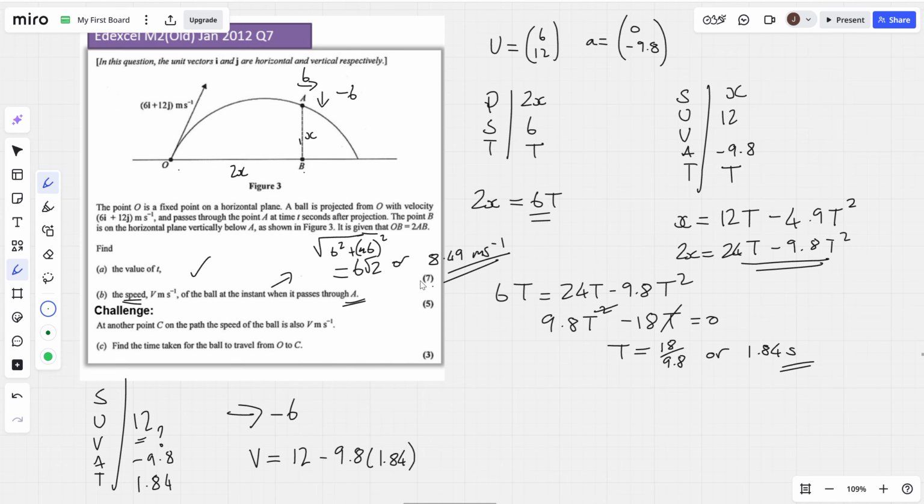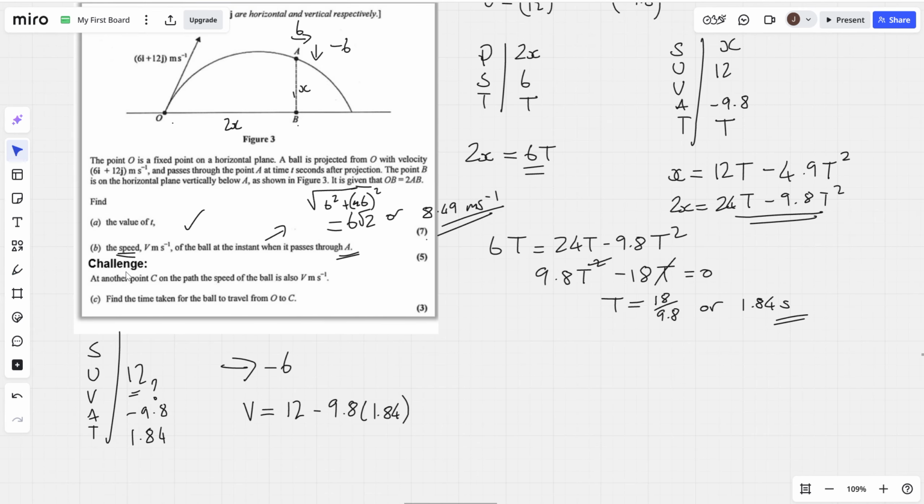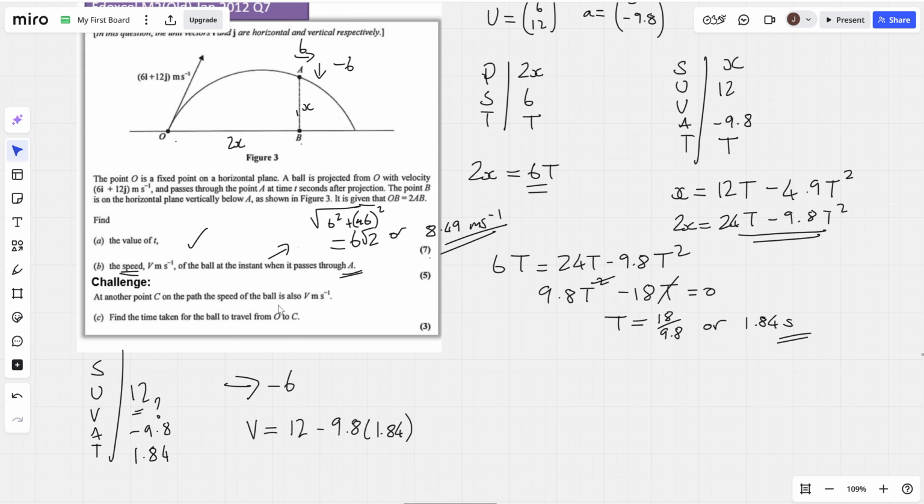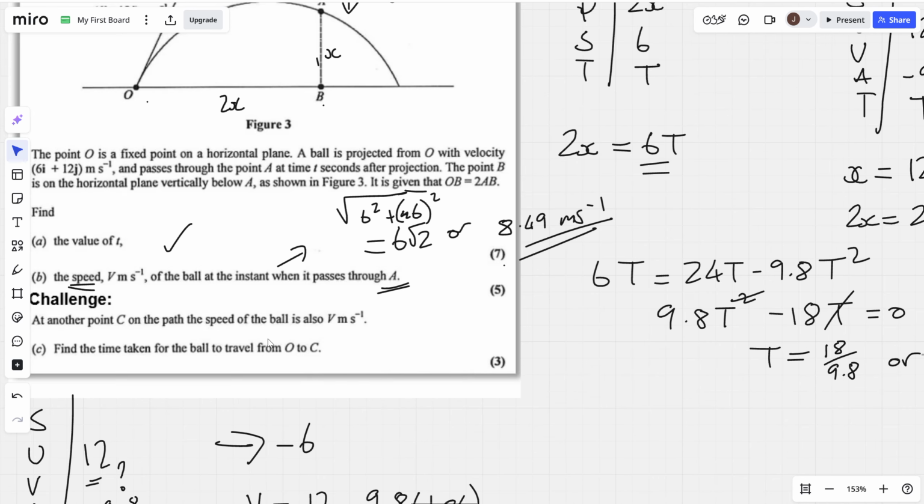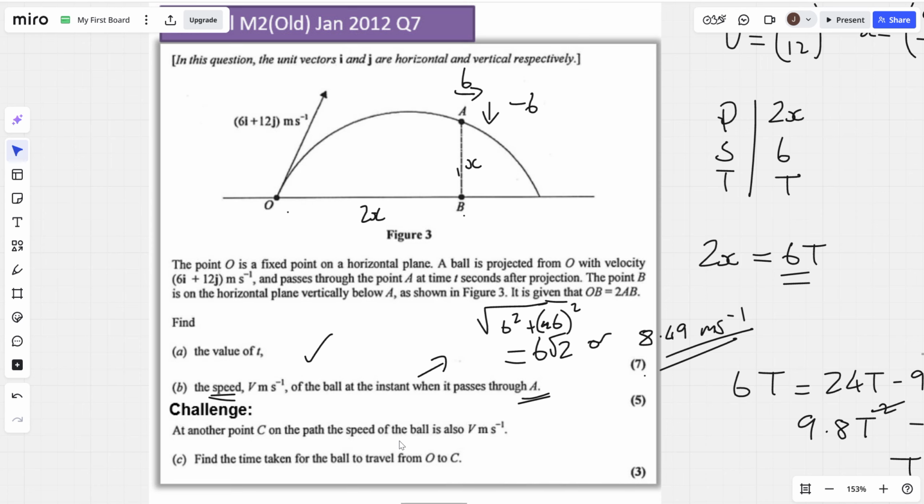Right. And then finally, we're going to finish with a bit of a special question at the end. So at another point C on the path, the speed of the ball is also v. So before I read the rest of it, let's just think about this. There's another place where the speed is the same. The speed was 6 root 2 at this point here. So there's another place that does the same. I wonder if you can guess where that might be.